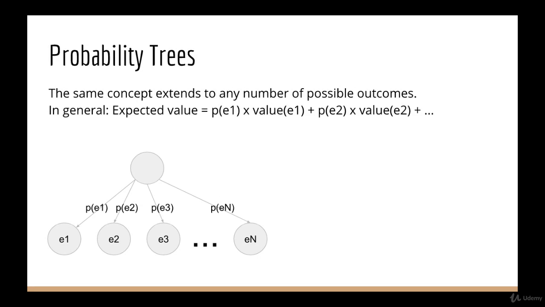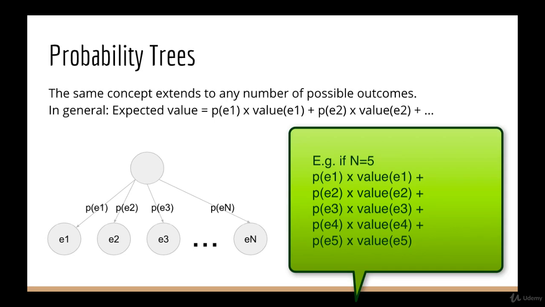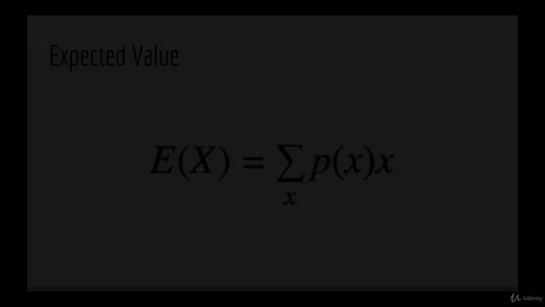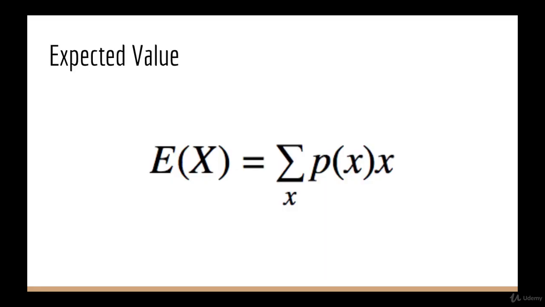And by the way, this extends to any possible number of branches, so it's not necessarily a binary coin flip. So pretend we have 5 events. The method of calculating the expected value is the same. It's equal to probability of event 1 times value of event 1 plus probability of event 2 times value of event 2, all the way up to probability of event 5 times value of event 5. In general, we can say it's the sum over all possible events of probability of event times the value of the event. This is the exact definition of expected value. To use more precise mathematical notation, we say that if big X is a random variable, then the expected value of X is just the sum over all possible values of X of P of X times X.